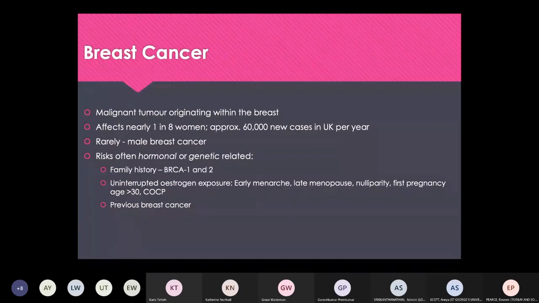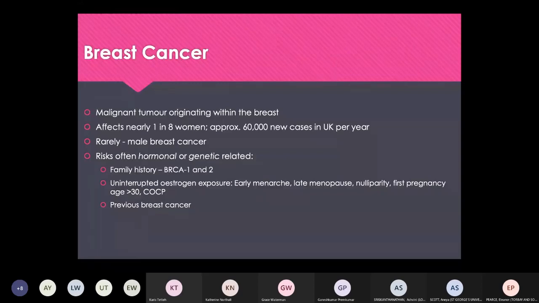So breast cancer is a malignant tumour originating within the breast. It's relatively common, so it affects nearly 1 in 8 women in the UK. It can also happen in men as well. It's very, very rare. I think it's about 200, 250 cases in the UK a year. In women particularly, there is a hormonal or a genetic link to their breast cancer very often. So BRCA1 and 2 genes, which I'll come on to in a little while.